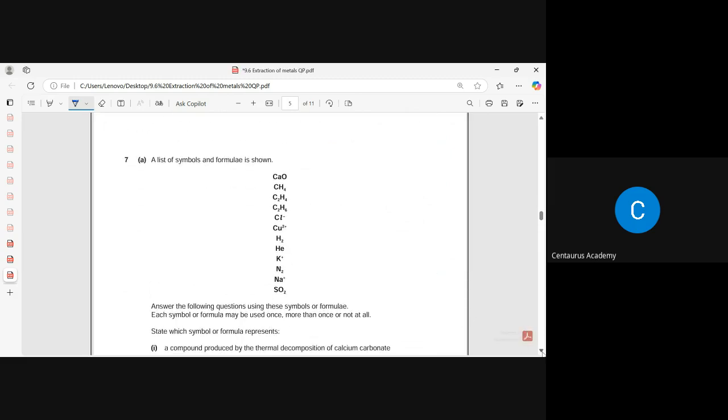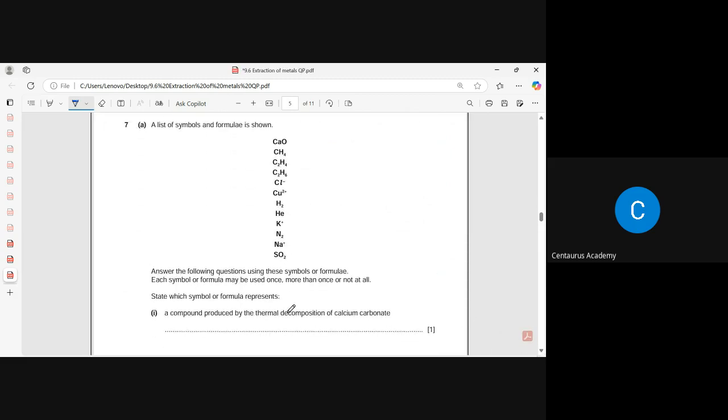A list of symbols and formulas is shown to you. A compound produced by the thermal decomposition. I think we did this earlier. No, it had a different list of symbols and formulas. What will be the answer to this one? Calcium oxide. Yes, calcium oxide is the right answer.